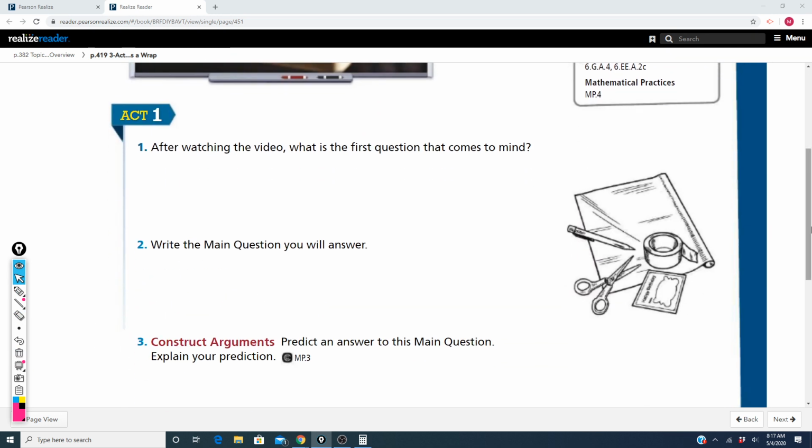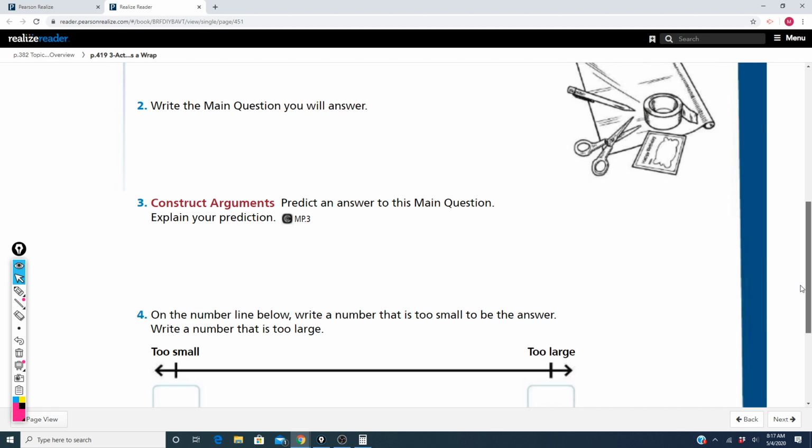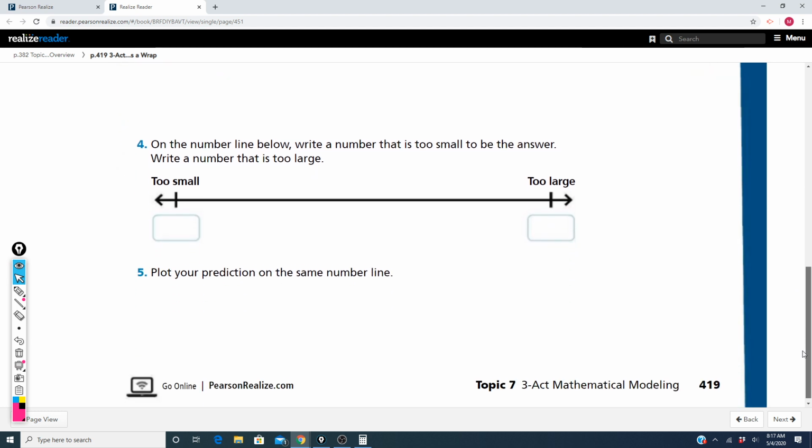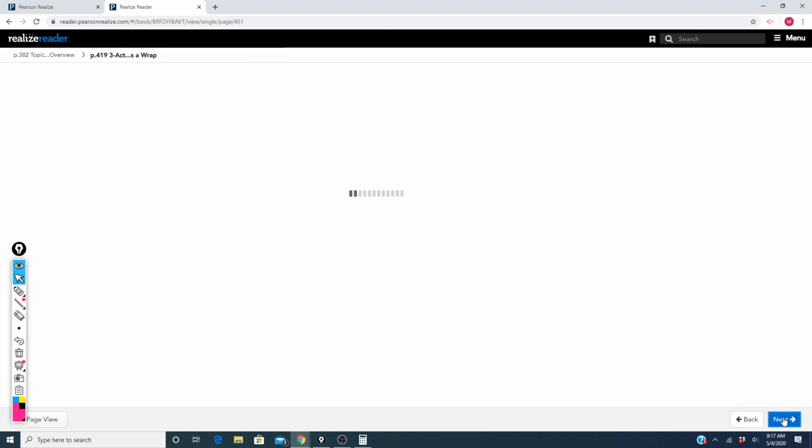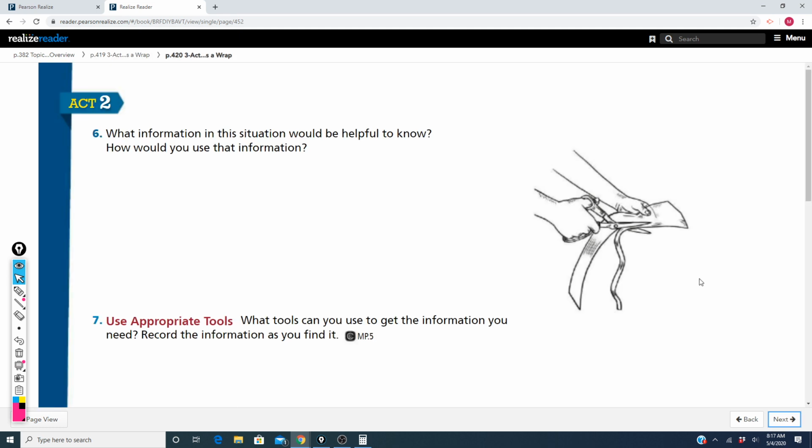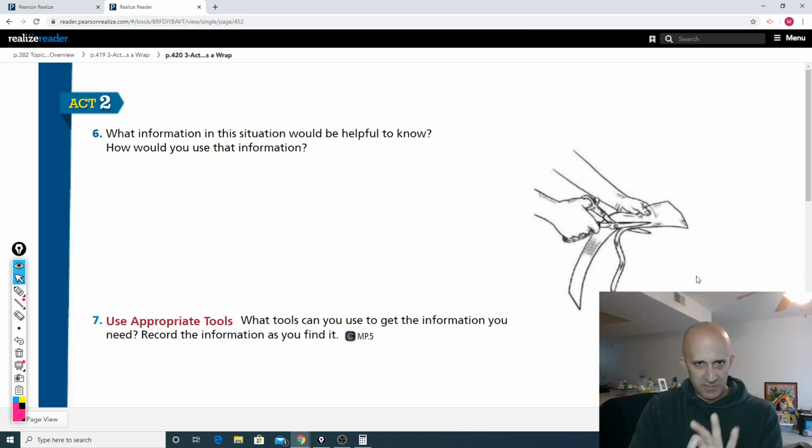There are a lot of questions here. It goes through and says you're going to predict an answer and plot your prediction. And then I'm going to be giving you more information, so that, again, it's broken down into 3 acts. Usually Act 1 is a scenario in which you don't know as much information. So you're sitting there going, okay, how do I go through this? What am I thinking about? What am I going to try to do?